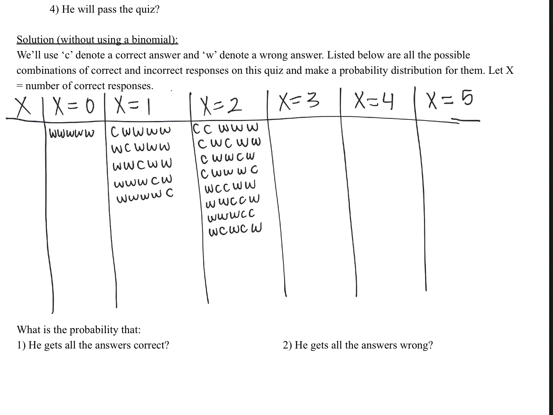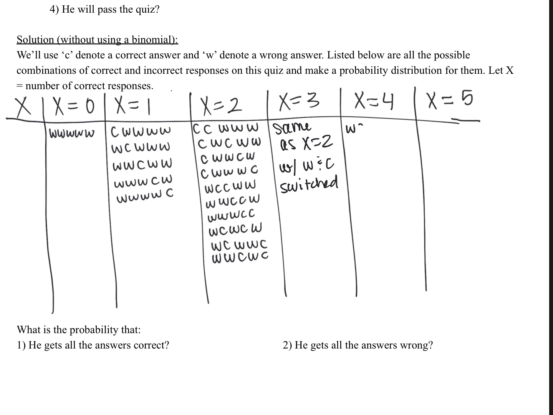There's 2 more. I'm trying to make sure I got them all. I'm missing one. Here we go. Wrong, wrong, correct, wrong, correct. Yeah, that's 10. For X equals 3, it's the same as X equals 2 with W and C switched. So there's still 10 outcomes, but I'm not going to redo all of them.